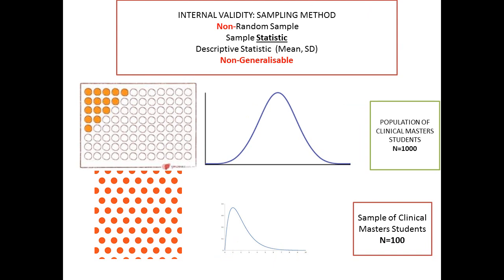Now, coming to non-random samples. Let's say I've got 1,000 clinical master's trainees here, and I go to the library and take whoever is sitting down there. Now, this is a non-random sample. This small bit here is not representative of the entire population, right? So, the results from this sample cannot be generalized back to the main population.